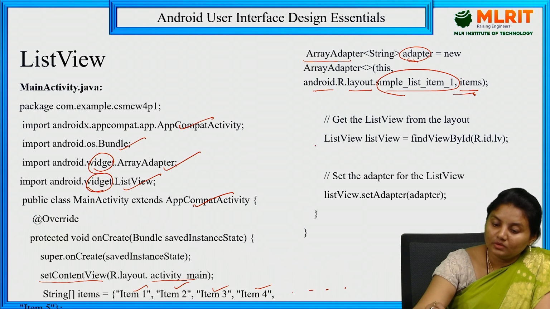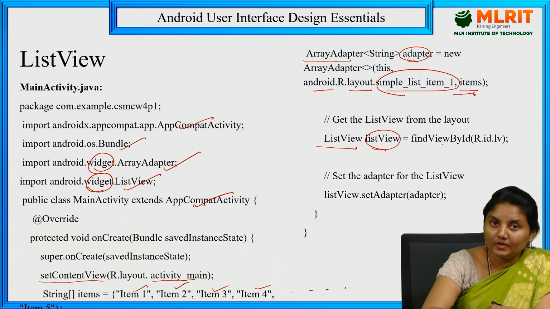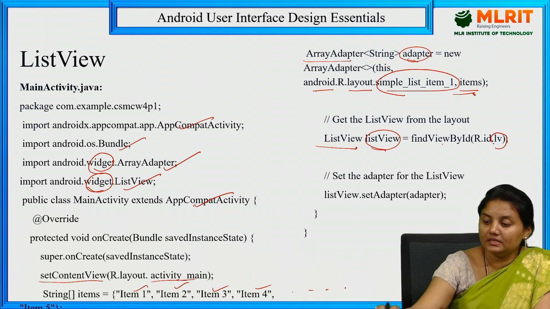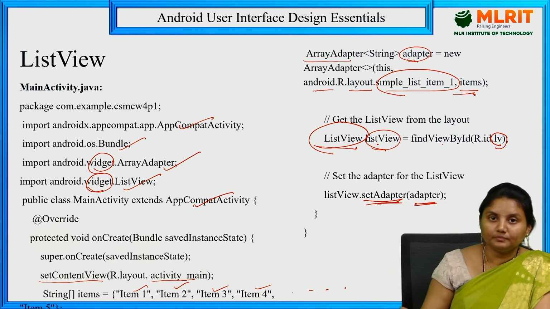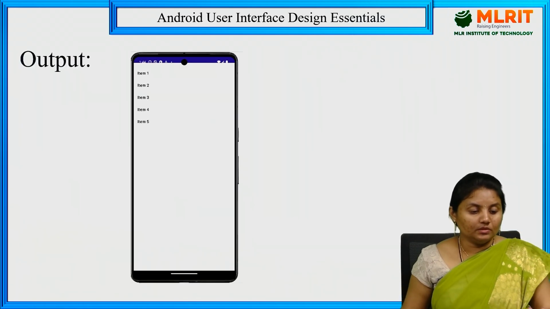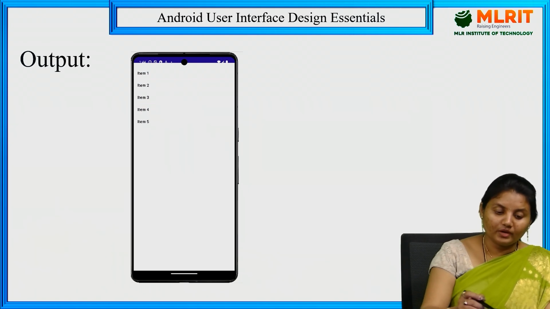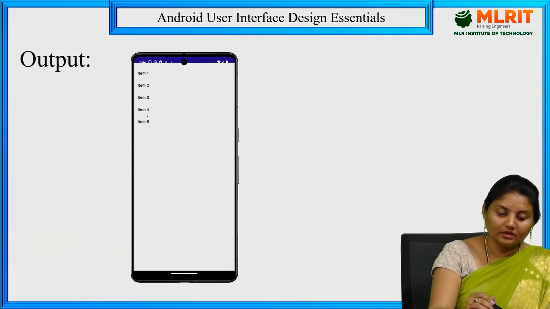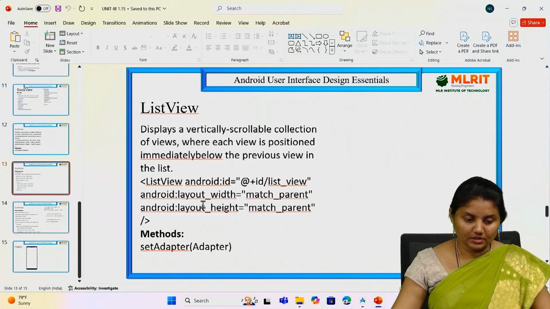Okay, so ListView is a class where we take a ListView object and use findViewById. Whatever ID you have given in the activity_main.xml, that ID is assigned to your list view. Now setAdapter lists all your list view items using the adapter. So this is the output for the program that we have discussed so far. Item 1, 2, 3, however many items you give, that many items can be displayed.